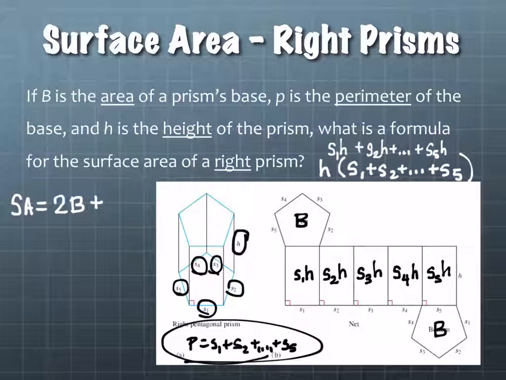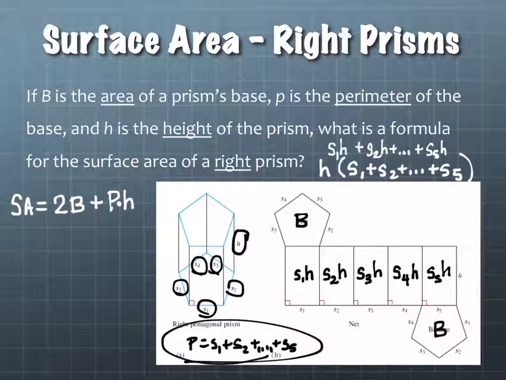So the lateral surface areas, when we add them together, end up being P, the perimeter, times H. So you can add up the side lengths of the base and just multiply them by h, and you'll get the area of the lateral faces, plus 2 times the area of the bases themselves.